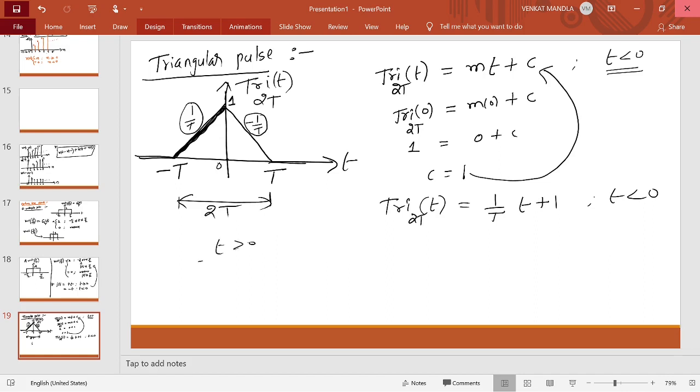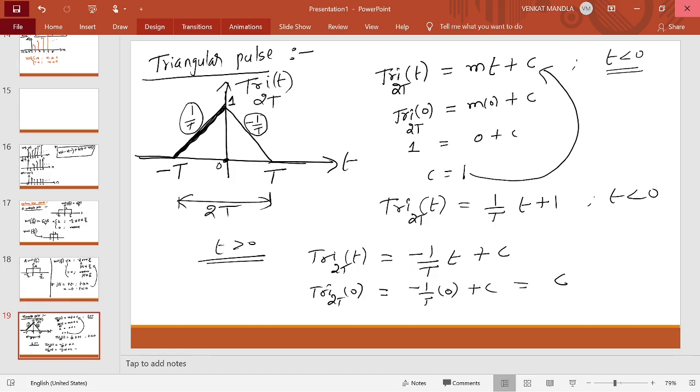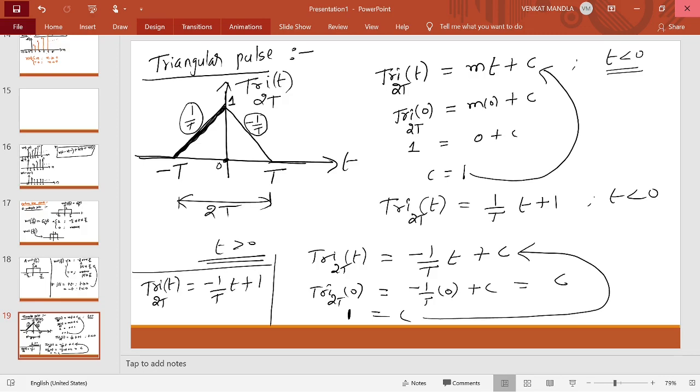And for t greater than 0, what is that? So triangular 2t of t equal to y equal to mx plus c. M is minus 1 by T, x is t, plus c. What is the c value? Same, exactly. At t equal to 0, what is the value? 1. Triangular 2t of 0 equal to minus 1 by T into 0 plus c. That equal to c. What is the value? 1. So c value is 1. Substitute the c value in this equation. So what do you get? I'm writing here: triangular 2t of t equal to minus 1 by T into t plus 1.